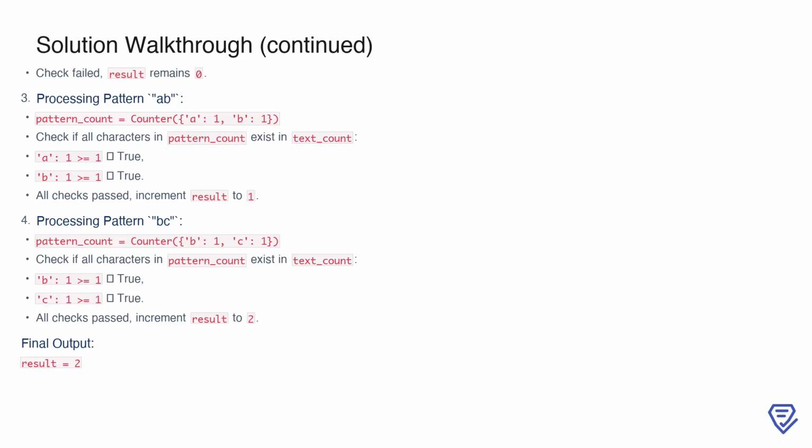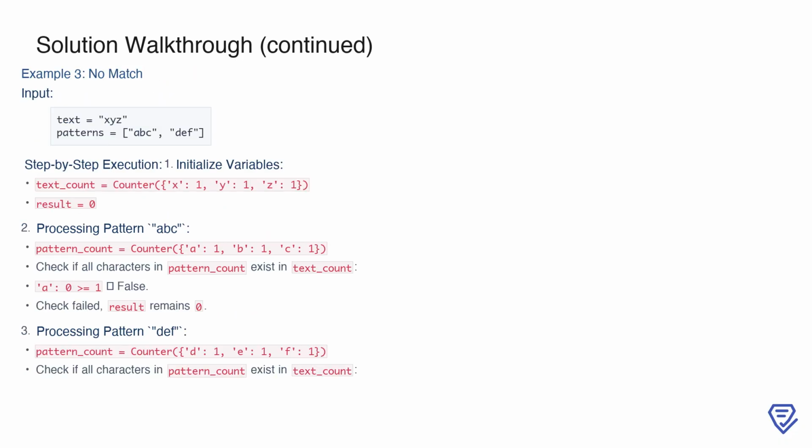In this example, we examine a scenario where no patterns can be formed from the text. The input text is XYZ, and the patterns are ABC and DEF. First, we initialize text_count to reflect the frequency of each letter in the text. X, Y, and Z each appear once. We also set result to 0. For the first pattern, ABC, the frequency count shows that A, B, and C each appear once. Checking these letters against the text, we see that they are not present in the text. Since this check fails, result remains 0.